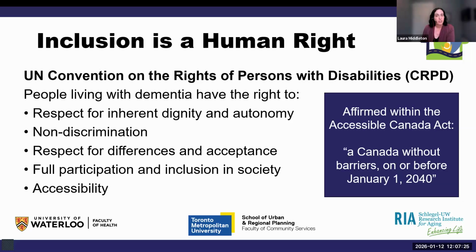Among other rights, the UNCRPD guarantees the rights of people living with dementia to respect for dignity and autonomy, non-discrimination, respect for differences and acceptance in their communities, full participation and inclusion in society, and accessibility. Nationally, the Accessible Canada Act was enacted in 2019, and the goal was to ensure that Canada met its commitments under the UNCRPD with a goal of a barrier-free Canada by 2040.